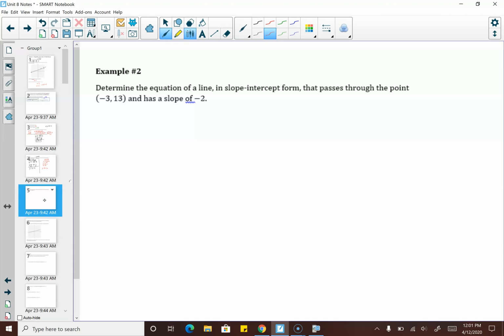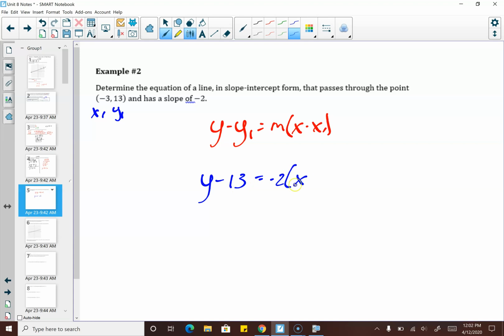So I'm going to choose to do this through our point slope form because that is what I would like you to get used to, and that is what needs the most practice, obviously. So x1, y1, so a slope of -2. So y minus 13 equals -2, parentheses x, minus -3, so minus minus becomes a plus 3, just to kind of clean everything up in the very beginning.